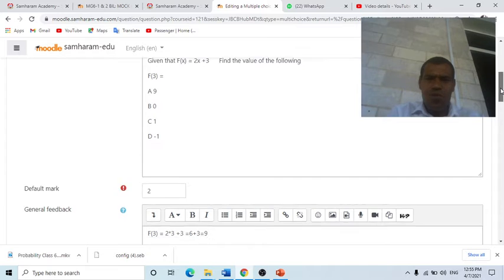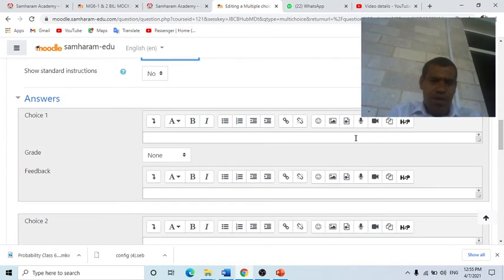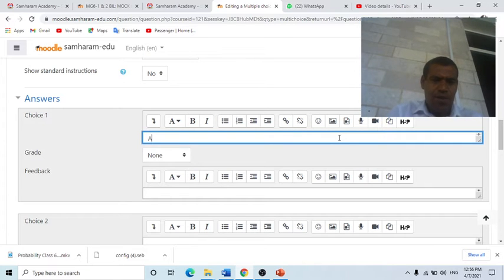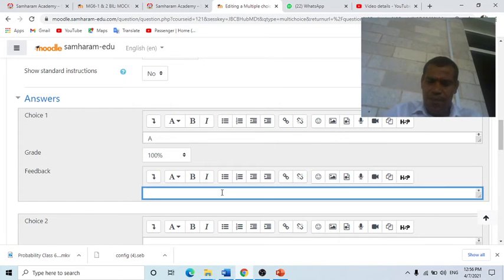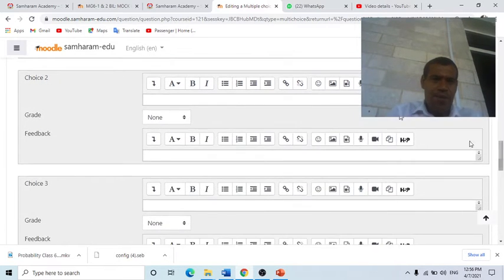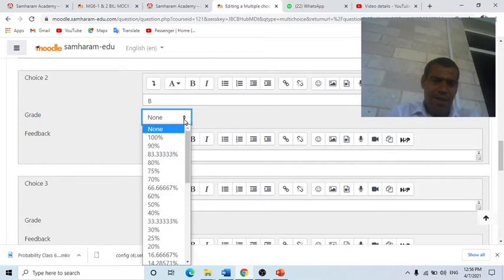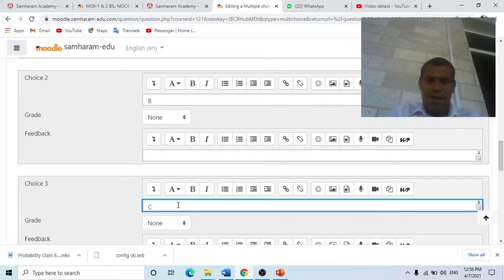You should refill this. You will make the choice number 1 capital A, 100%. And you can write here the answer is 9. The other options are 0%. What does 0% mean? 0% means none. Okay, B, no need to write 0, and there is no 0%, but write none. Here also C is none. Clear?